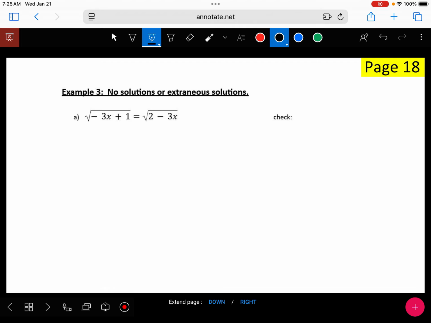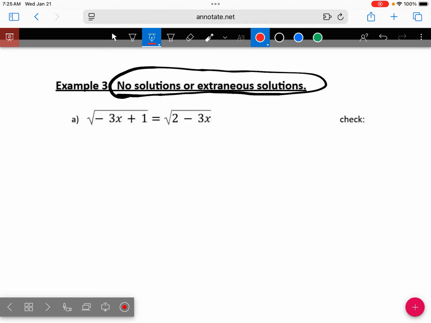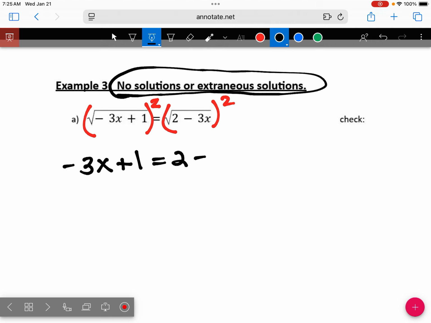So we're going to look at what happens when you have a no solution. What does a no solution look like? All right, so let's go ahead and do this one here. We're going to square both sides because both sides are under the radical. And I'm left with negative 3x plus 1 equals 2 minus 3x.